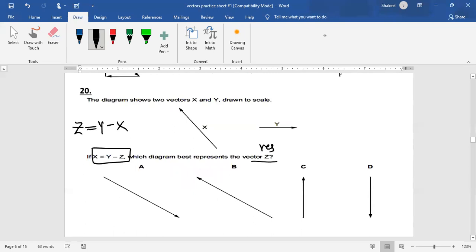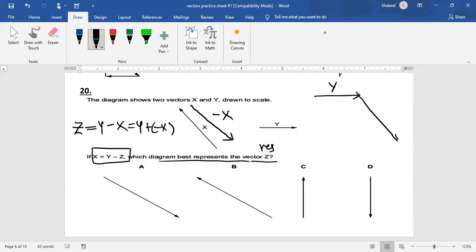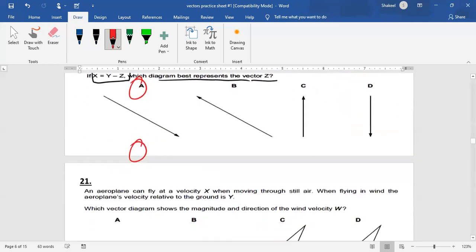Minus X, because Z is the resultant. They're asking which diagram best represents Z. So Y minus X means Y plus minus X. Minus X is a negative vector of X, opposite in direction. So we will draw Y and then draw negative X, and then draw the resultant. The resultant always starts from the tail of the first and its head points at the head of the last. So this is the resultant, and obviously it looks similar to A.